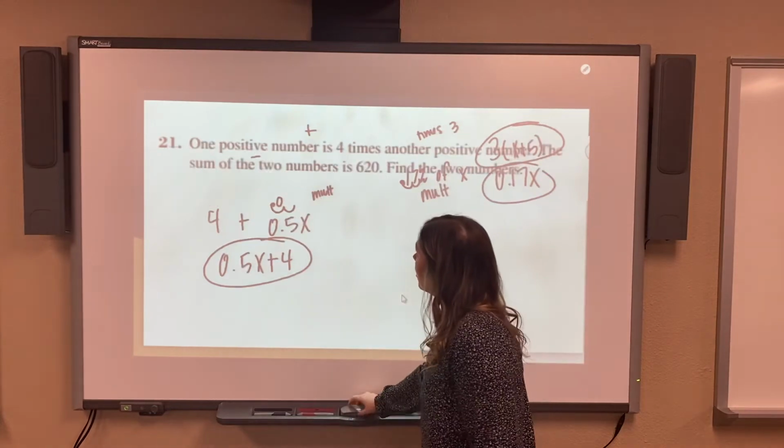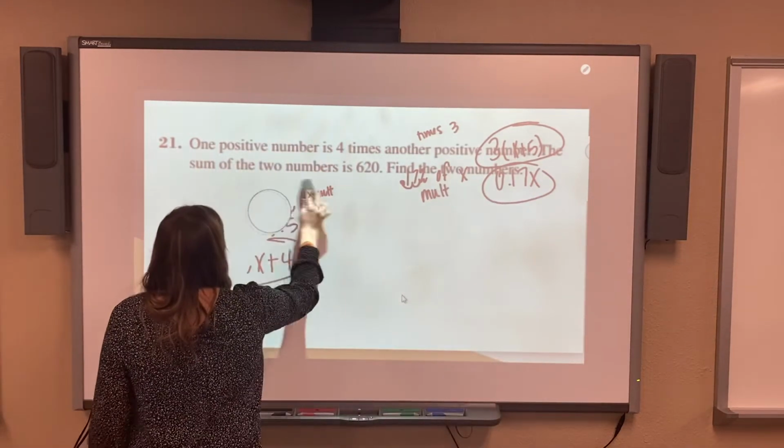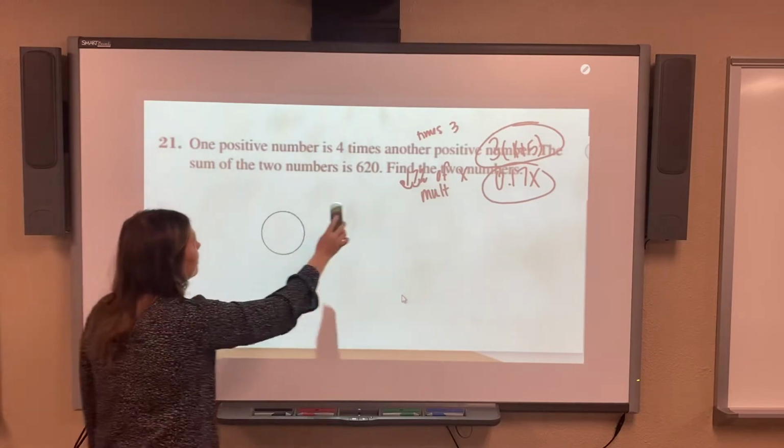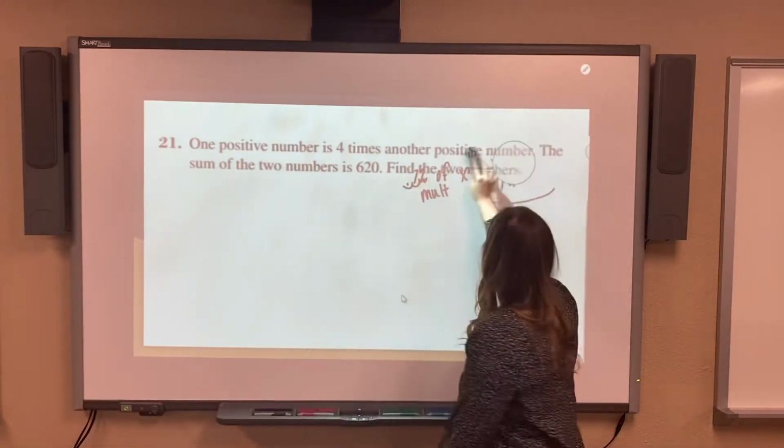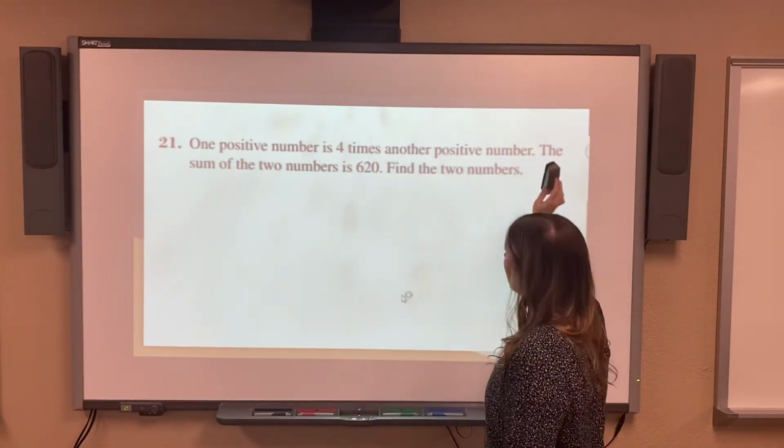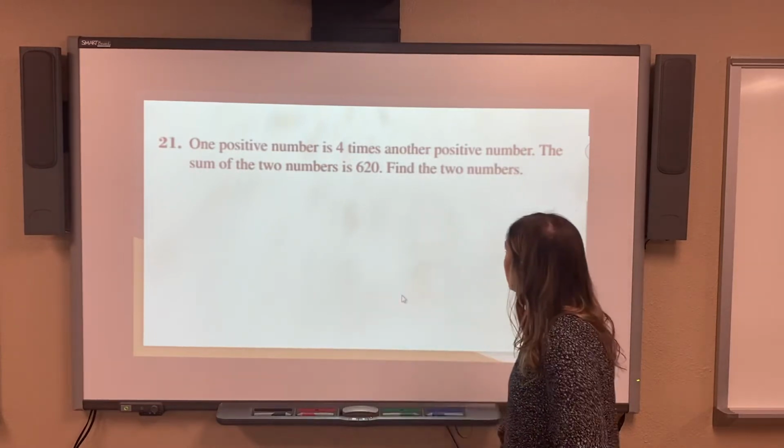Okay, 21. One positive number is 4 times another positive number. Okay, the sum of the two numbers is 620.